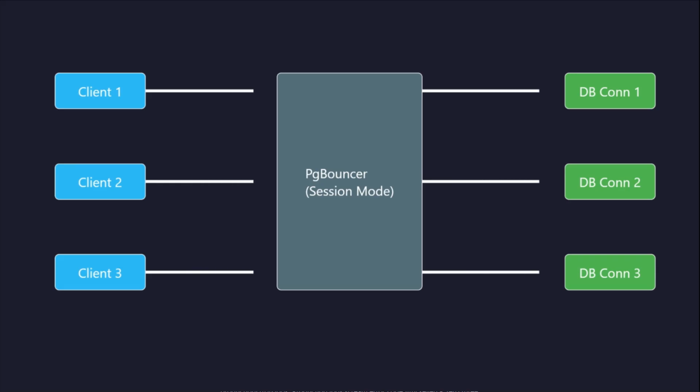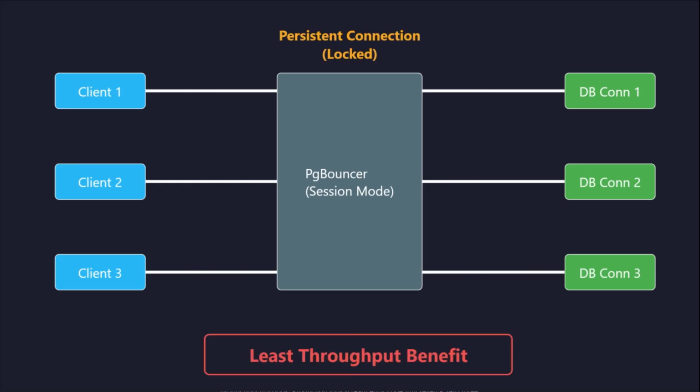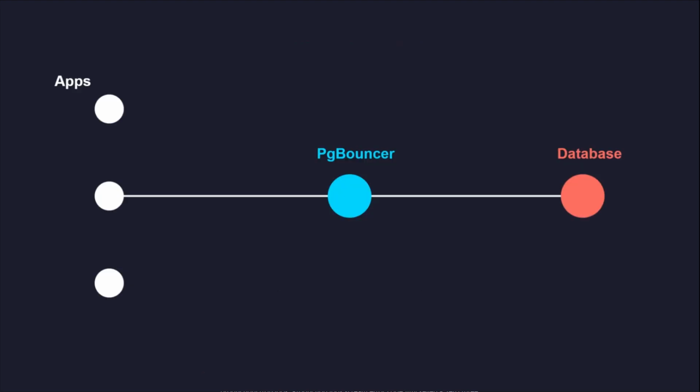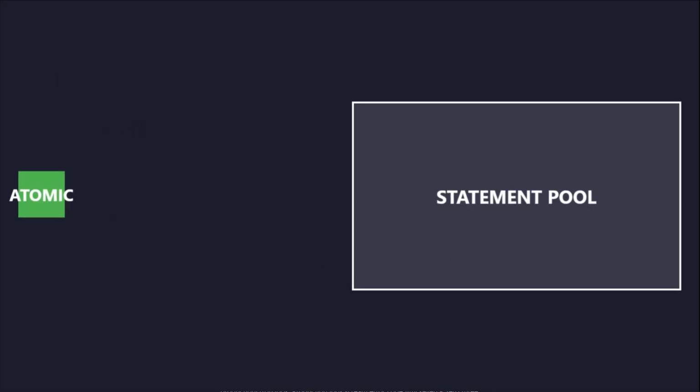In session pooling mode, the pooler assigns a database connection for the entire life of the client session. This offers the least throughput benefit. Transaction pooling is the industry standard. It releases the database connection back to the pool as soon as a single transaction completes, maximizing reuse.